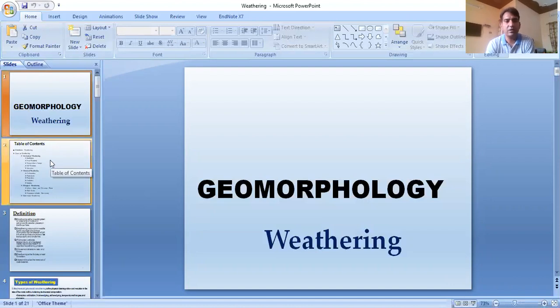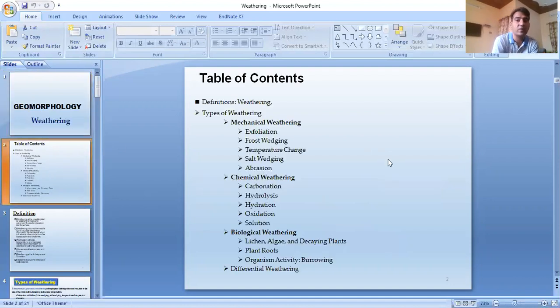Now comes the table of contents. What do we learn in this? We'll discuss the definition, then types of weathering. In types of weathering, we will see individually the agents of those weatherings. We have three types: mechanical, chemical, and biological weathering. We'll see them one by one.